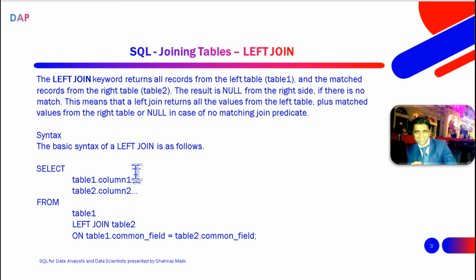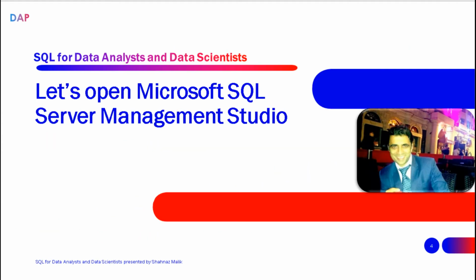The basic syntax for the left join is simple. You select some column from table 1 and another column from table 2, and then from table 1 you left join. So from table 1 we are fetching this, but to fetch this one we need to use left join table 2, and then we need to say on table 1 dot common field equals table 2 dot common field, which will be primary and foreign keys, which we have discussed in earlier lectures.